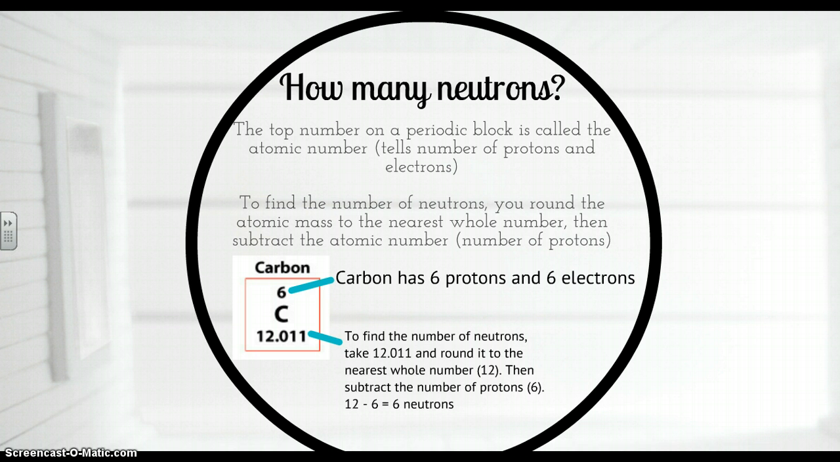And so if you have 6 protons and you have an atomic mass of 12.011, that makes sense because 12 minus 6 means there's room for 6 other subatomic particles, which are neutrons. So that's the way you can find each one of those different subatomic particles. Protons and electrons are pretty easy. That's given right on the block.